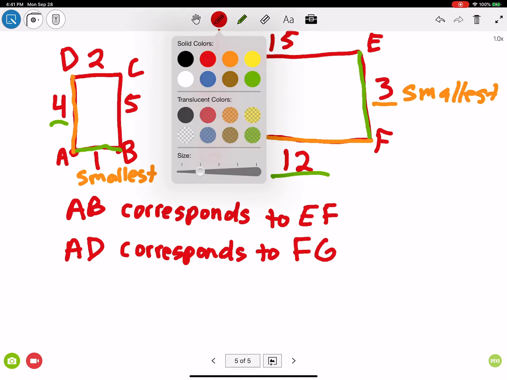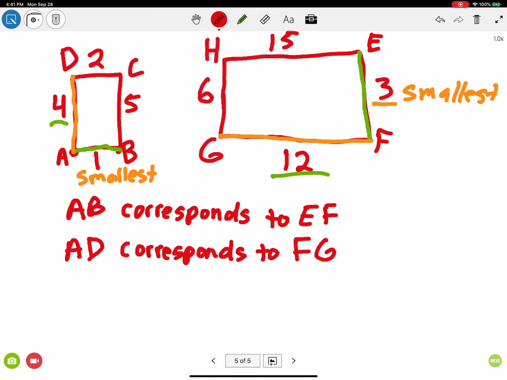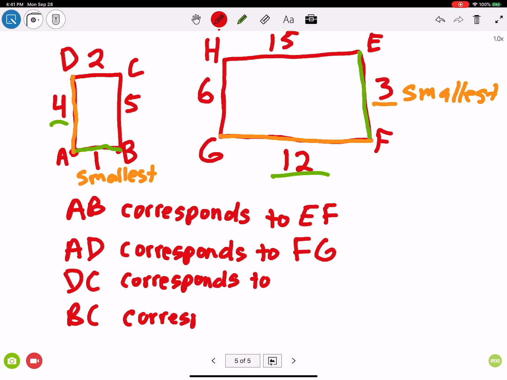I'm going to let you figure out what DC corresponds to, and then what BC corresponds to. So as I'm writing this, figure that out. Hopefully you're taking notes on this.